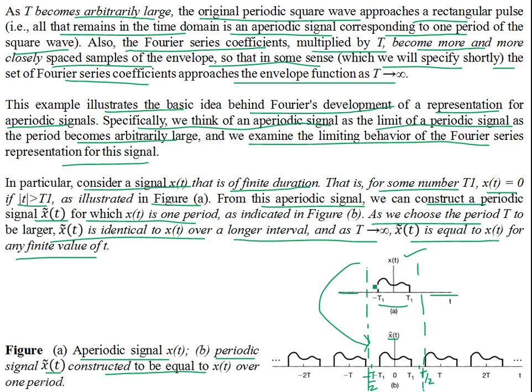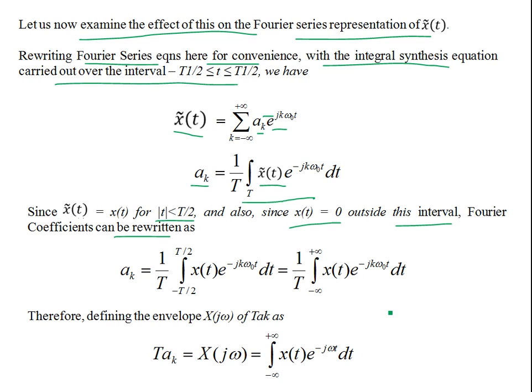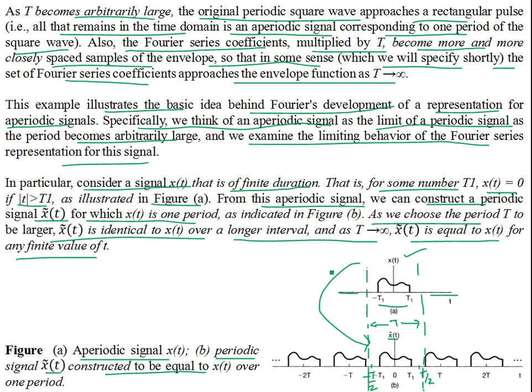There's repetition outside, but in this finite duration of period, which is capital T, there's no difference between x(t) and x tilde t. Therefore, you can easily replace this by x(t). So we are not putting x tilde t, this is x(t), and outside the interval x(t) is 0. Now we are not putting the tilde over here. Now we are just taking it from x(t) forward.